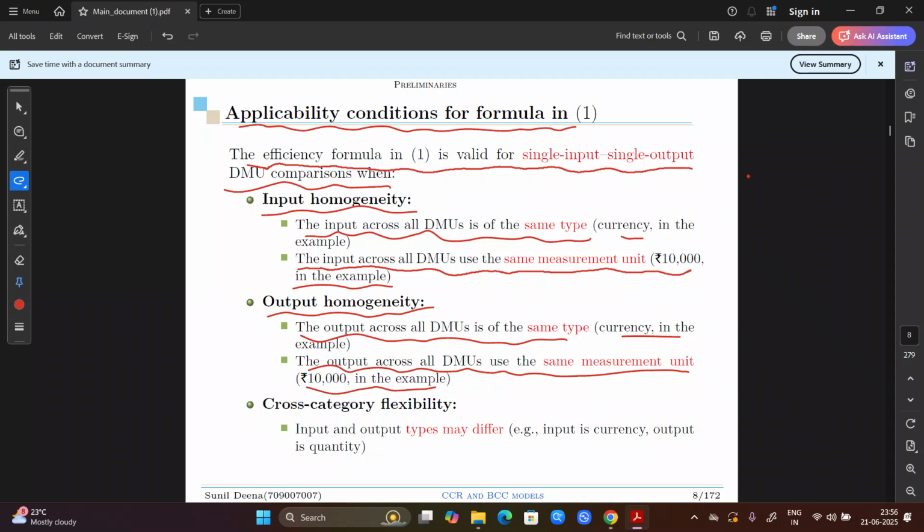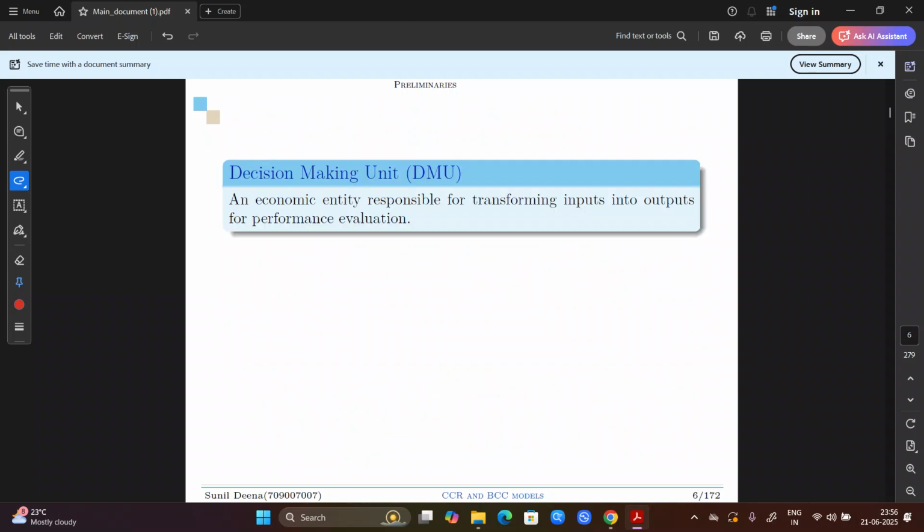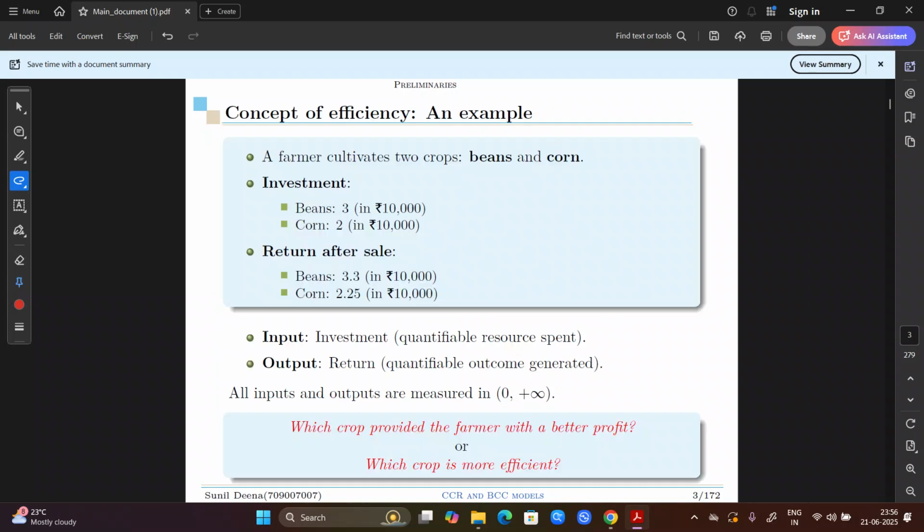Once again I will show you which example I am talking about. See the first one, before deriving the formula 1 I have taken investment as input and return as output. For beans the type is currency and the unit is thousand, and for corn also the type is currency, the unit is 10,000. For output, that is return, it is also the same. For beans the type is currency, the unit is 1000. For corn the type is currency and the unit is 10,000, that is, we can say 1000.